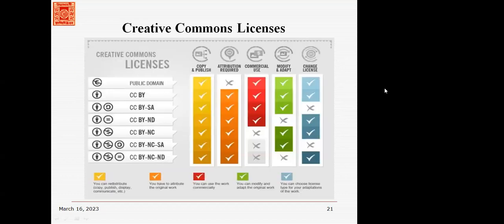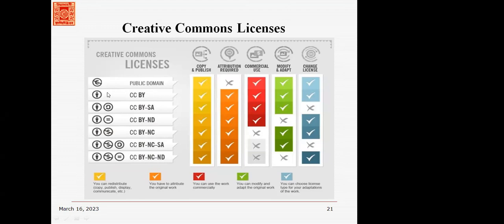Now you see, these are the different types of Creative Commons license. Here you see, there are mainly six types of license: CC BY, CC BY SA, CC BY ND, CC BY NC, CC BY NC SA, CC BY NC ND. And on the left side, there are some images given here. Against each and every license, there is some logo.